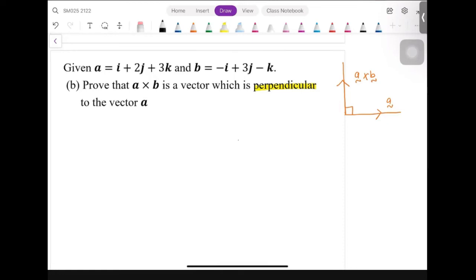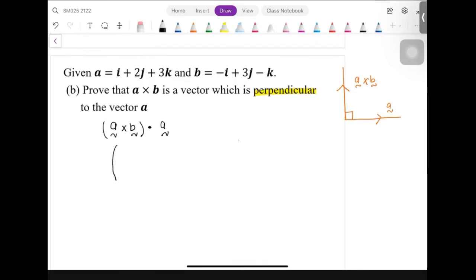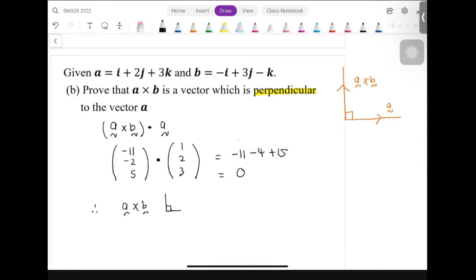Whenever we want to prove a perpendicular vector, just straight away use dot product. So now we perform vector A cross B dot with vector A. If our answer is 0, then they are perpendicular to each other. Our A cross B from the previous part is negative 11, negative 2, and 5, dot with vector A, which is 1, 2, 3. Now our answer would be negative 11 minus 4 plus 15. Simplify this, it is 0. So we can conclude that A cross B is perpendicular to vector A.